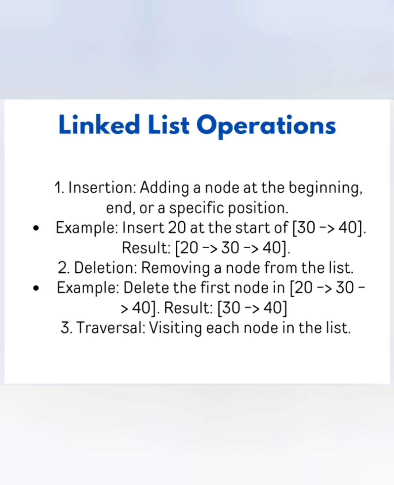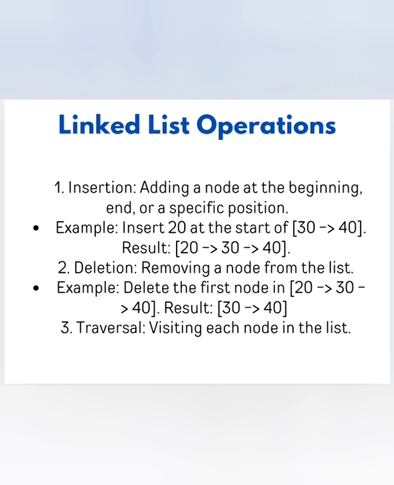After that, the next operation we perform on a linked list is the deletion operation. For removing a node from a list we use the deletion operation. Here is a simple example for the linked list: 20, 30 and 40. If we want to remove the node or element 20, then the resulting list is 30 linked with 40.